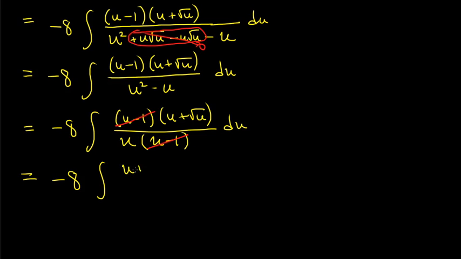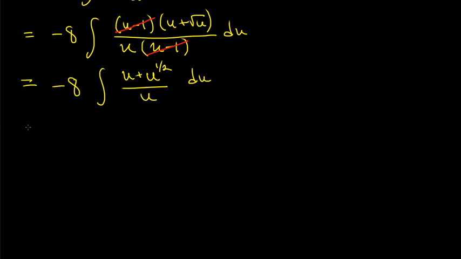The numerator is just u plus the square root of u. At this point, we know the square root of u is also u to the power 1/2. The denominator is just u. Now I think we're making pretty good progress, because the denominator is just one term. So when you're adding up two things in the numerator, you can just split apart the two fractions. This is u divided by u plus u to the 1/2 divided by u.